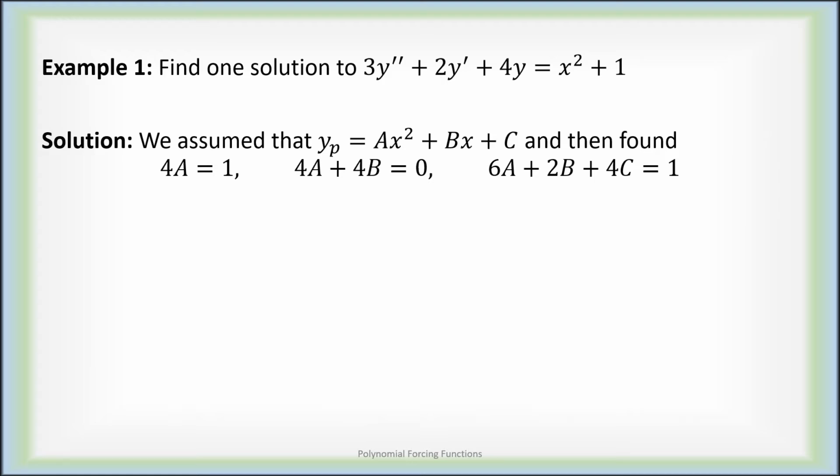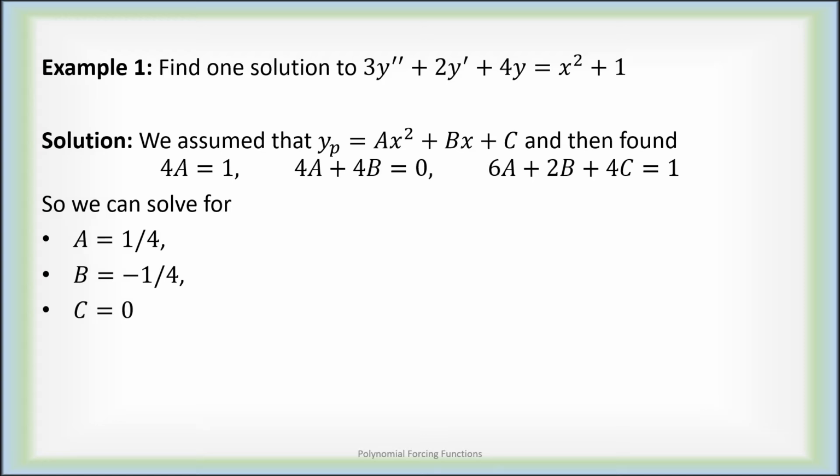So overall, we assumed that our particular solution was a second-degree polynomial, ax squared plus bx plus c, and we now have various equations about those constants a, b, and c. Well, the first one directly tells me that a is a quarter. Once I know that a is a quarter, I can use that in the second equation to get that b must be negative a quarter. And now that I know the values of a and b, I can use the third equation to solve for c and get that it must be 0. So our solution, ax squared plus bx plus c, must have a is a quarter, b is negative a quarter, and c is 0. So the one particular solution must be 1/4 x squared minus 1/4 x.